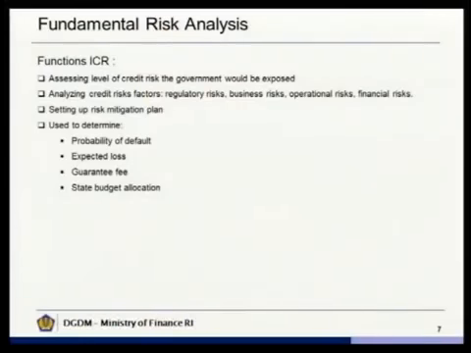The function of the internal credit rating is to assess the level of credit risk to which the government will be exposed. I mean, with the internal credit rating, we can calculate, for each credit rating, how much risk can be exposed to the government.